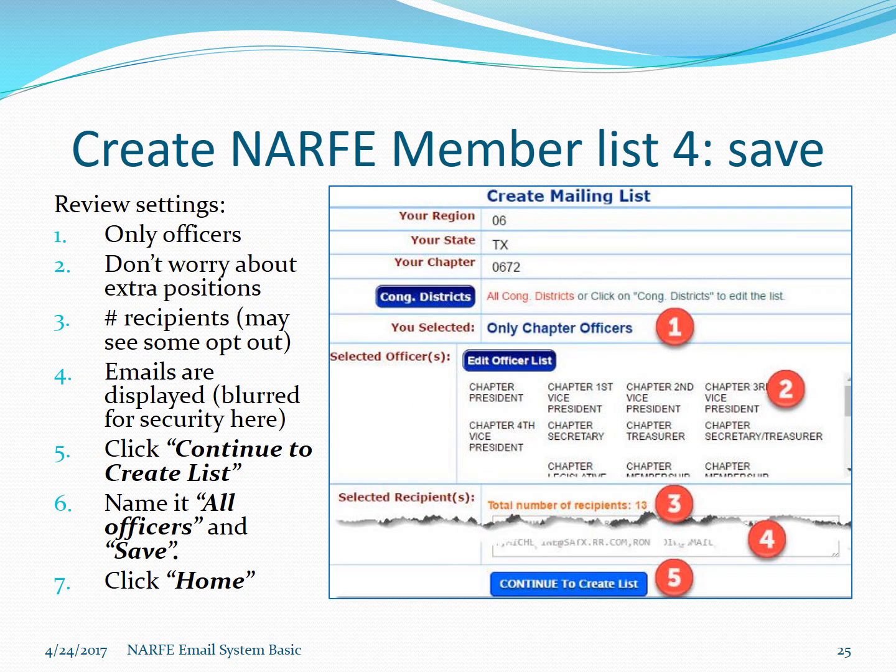Let's review our settings. 1. Only officers will receive this message. 2. Don't worry about those extra positions. If there's nobody in that position, a message won't be sent. 3. The number of recipients. 4. The emails are displayed, but note I've blurred it out here for security reasons. 5. Click Continue to create list. 6. Name this list All Officers and click Save It. Finally, click Home.